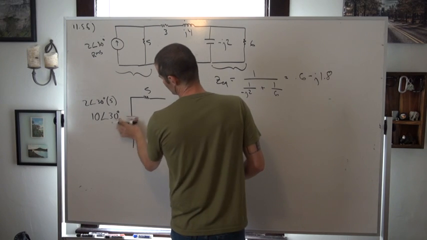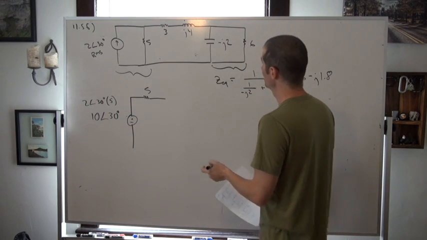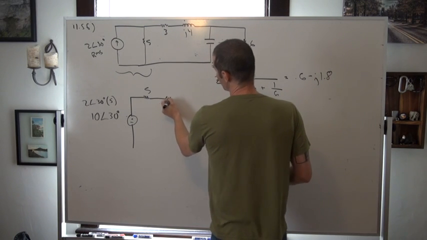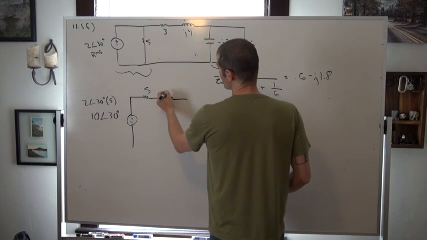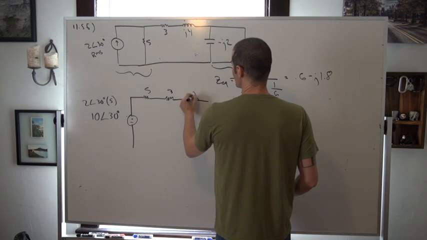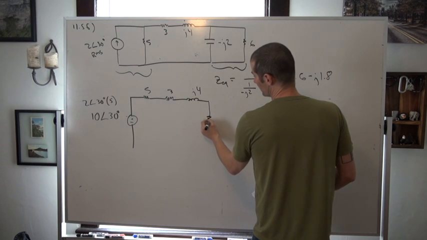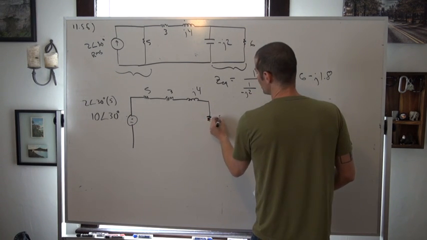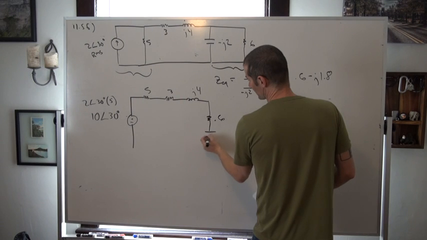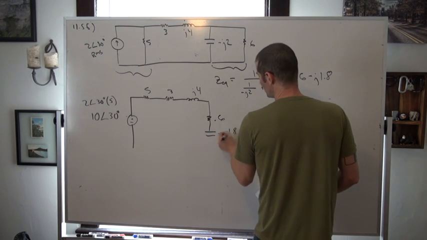And when we reconnect that up to the rest of the circuit, then we get all elements now in series with each other. So 3, and then we got that inductor of j4. And then here with the equivalent impedance, we had 0.6, and then a capacitor, value of negative j1.8.